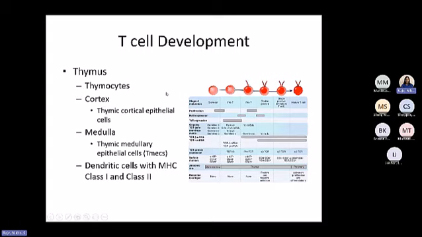The thymus has thymocytes. These are the developing T cells. They move from the cortex, so the outer region, to the medulla of the thymus. The cortex has thymic cortical epithelial cells that help in the development of the thymocytes, and in the medulla there are thymic medullary epithelial cells, or TMECs, that help in the development of these T cells. There are also some dendritic cells and macrophages that can have MHC class 1 and class 2 on them, and they help in the development of T cells.